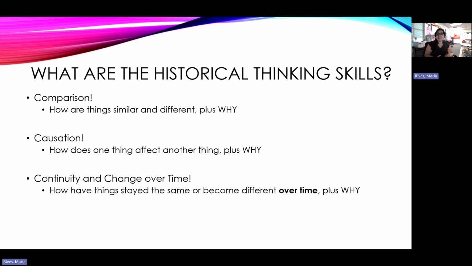So again, historical thinking skills are the C skills. Comparison is how are things similar or different and why. Causation is how does one thing affect another and why. And continuity, change over time, is how have things stayed the same or changed over time and why. The LEQ gives you a point for focusing your essay around one of these skills. So you want to make sure your arguments are either comparisons, effects, continuities, or changes over time so that you can get that skill point on the rubric. And again, I'll show you what I mean when we get to a specific LEQ prompt.